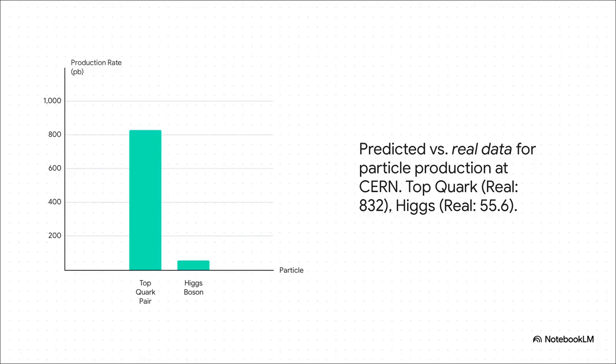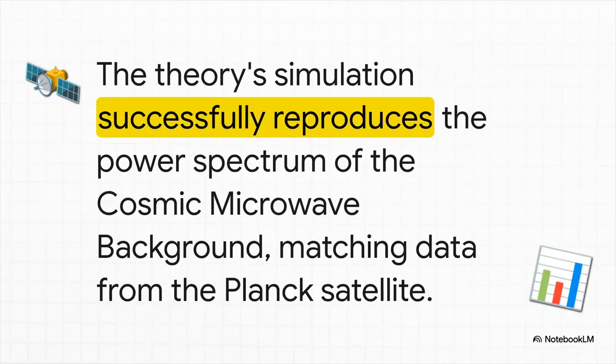It compares the model's prediction for how often really rare particles, like the top quark and the Higgs boson, should be created versus what CERN actually saw. I mean, look at those bars. The predicted numbers from the simulation and the real-world data are so close they're practically on top of each other, well within the margin of error. That's just uncanny. And for the final test, the biggest test of all, cosmology.